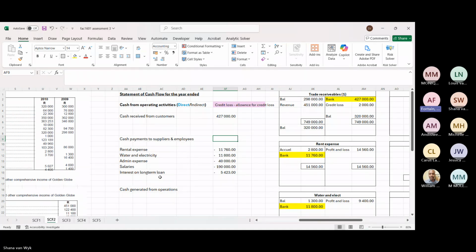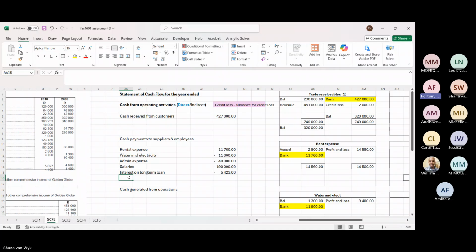Oh, I see. Okay, so now we're going to take your administration expenses, which was the 40, right? You're going to take your rental, right? You're going to take your salaries and wages. Then you're going to take also what else was there? The rental, water, electricity, and your interest. No interest, just move it down out of the way.